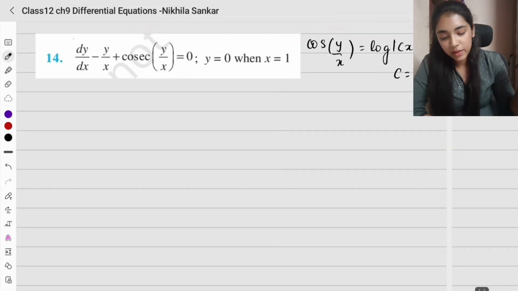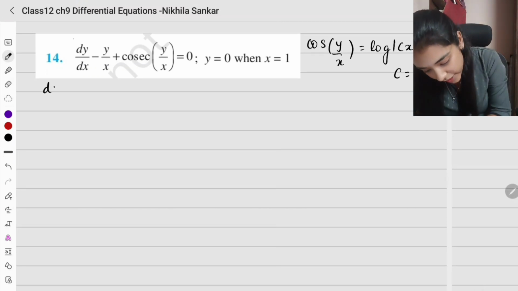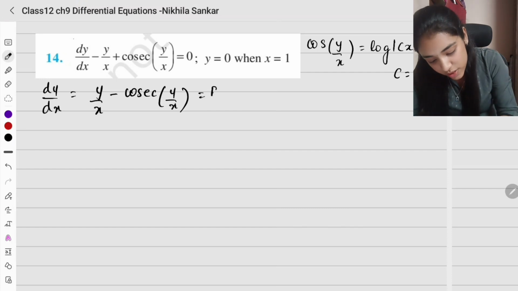Question number 14. dy by dx. Again, it is the same as before. Keep dy on this side and take everything else to the other side. So I have dy by dx equals y by x minus cosecant of y divided by x. Be careful with the minus and plus signs.